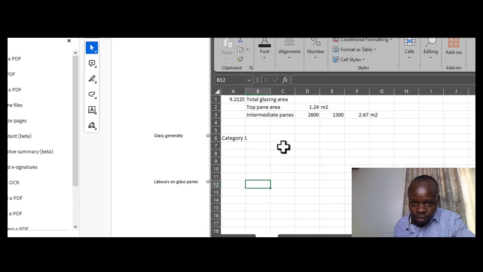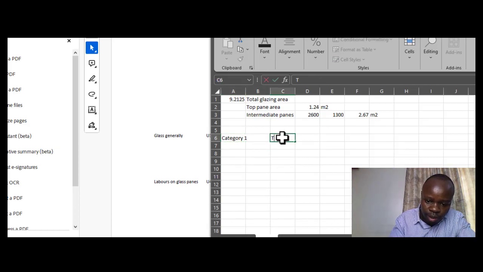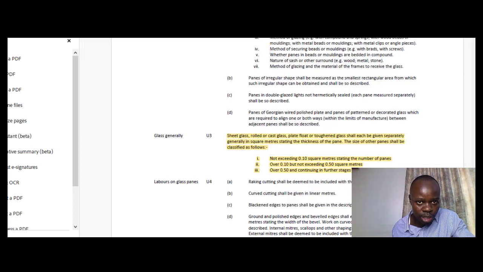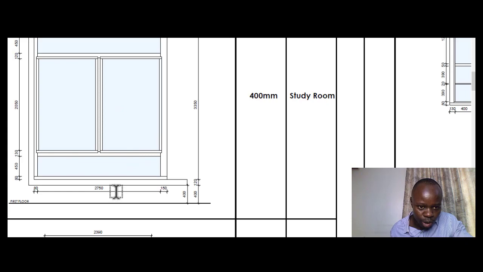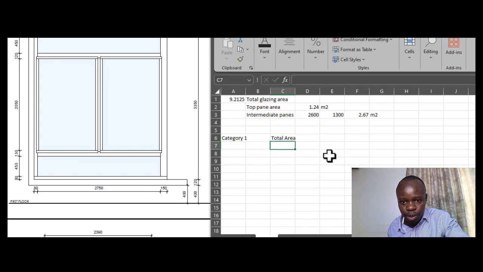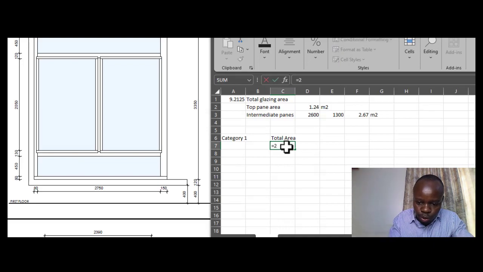Category 1. So the total area of category 1 is equal to, so that is the area that is 1.24. Okay, so the total area of 1.24, the top and the bottom panes, as we've calculated, that is going to be 2.75 times 0.45. There are 2 panes, okay, that is 2.475.